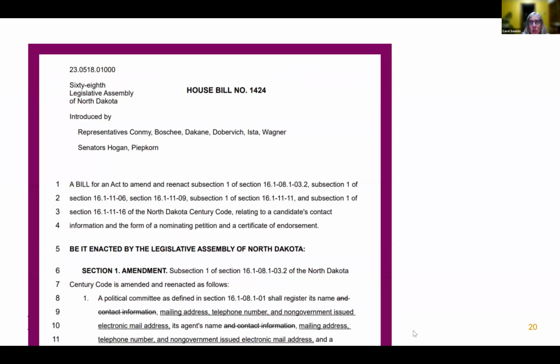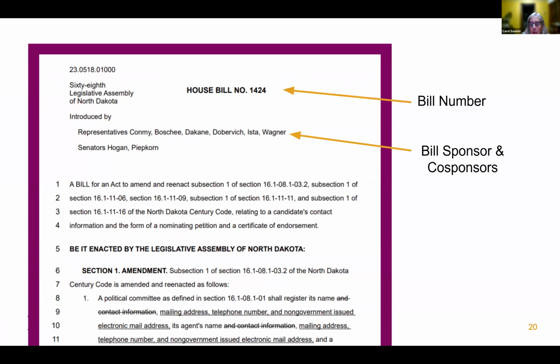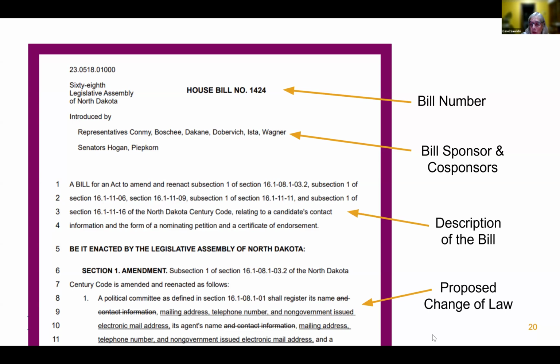Okay, this is what a bill looks like as it's being introduced. At the top is the bill number. Over here are the bill sponsors or co-sponsors. All bills that are introduced have to be sponsored by a legislator, or a few of them are introduced from legislative council, but essentially most of them have to be introduced by an individual legislator or several legislators. And then over here is the description of the bill, and underneath is the actual verbiage of the bill.